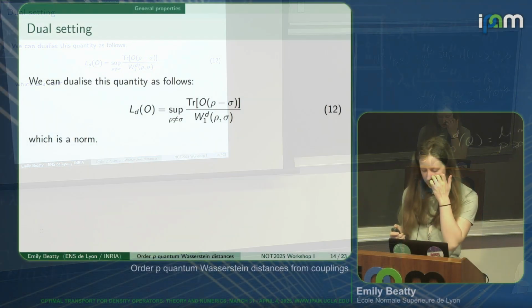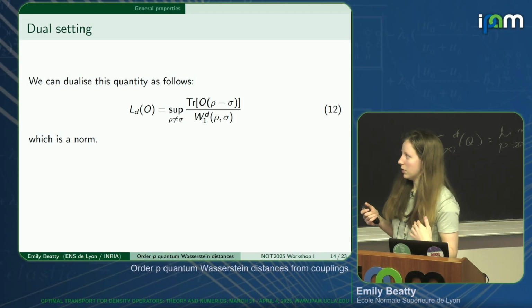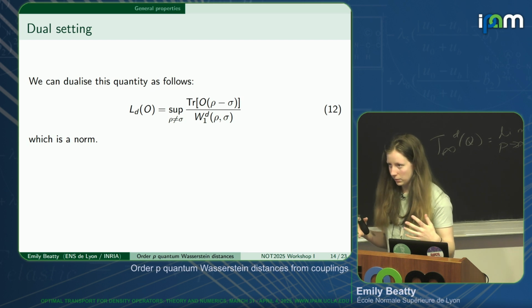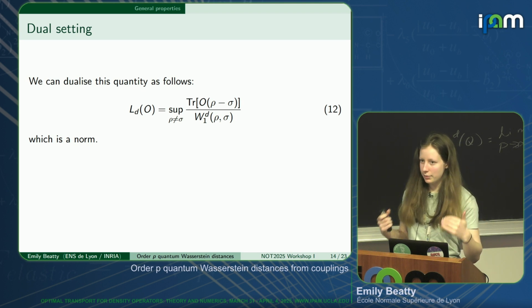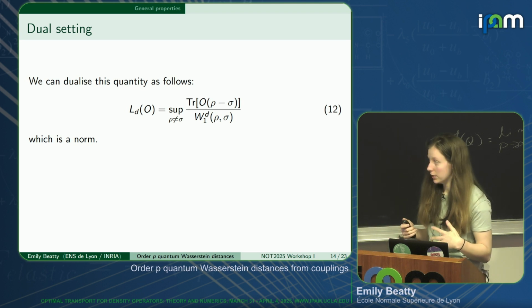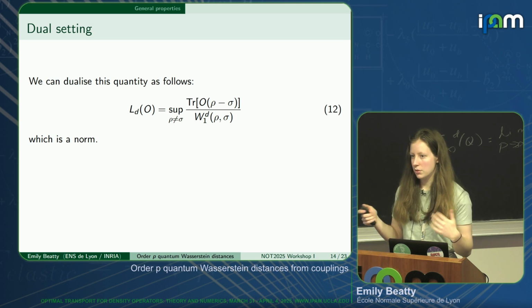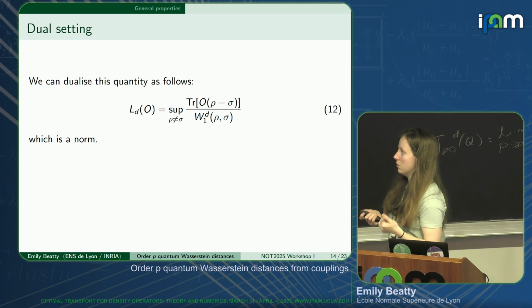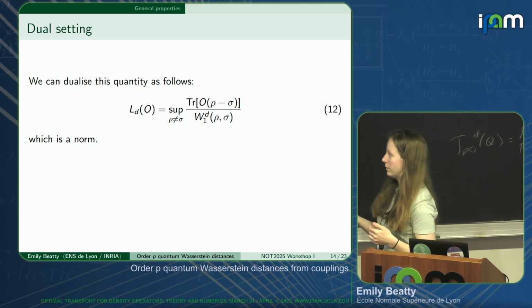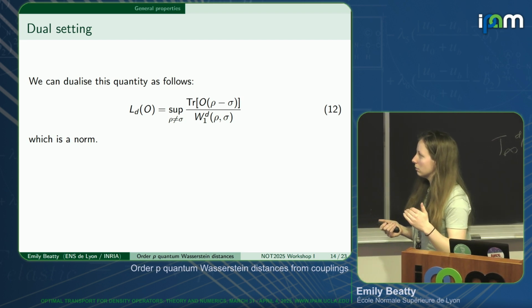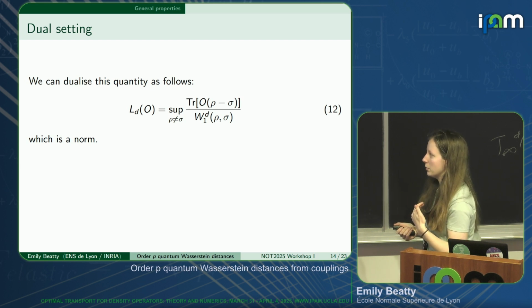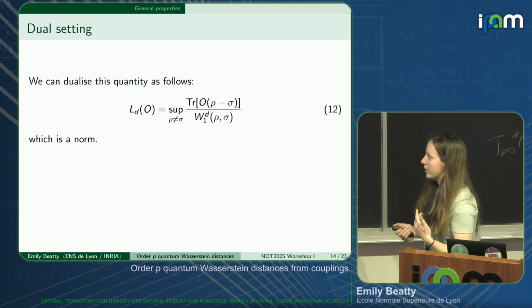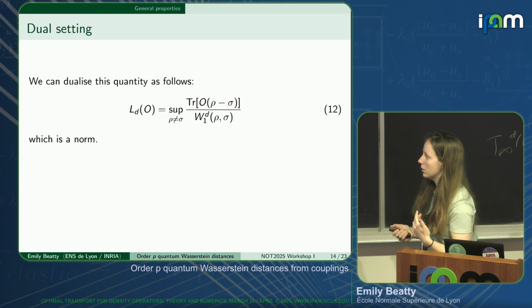So we've said that the triangle inequality is kind of difficult to pass. So what can you do if you really care about the triangle inequality? Our answer is just to look at the dual setting. When you dualize this quantity in a very natural way, you get what we call the Lipschitz constant of an operator with respect to the underlying distance D on the set of pure states. If you were to put a P here instead of a 1, you'd get exactly the same thing.